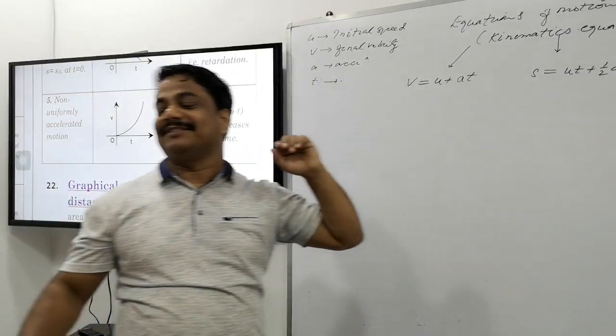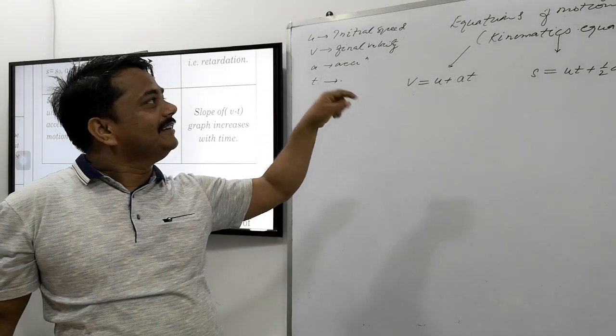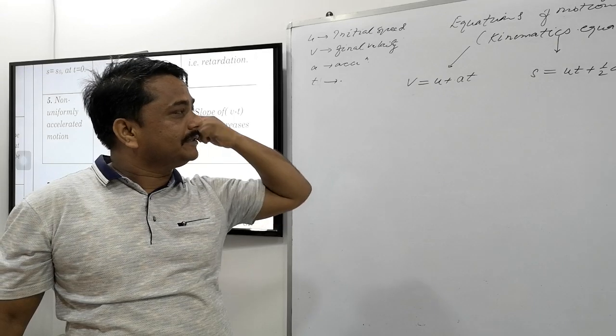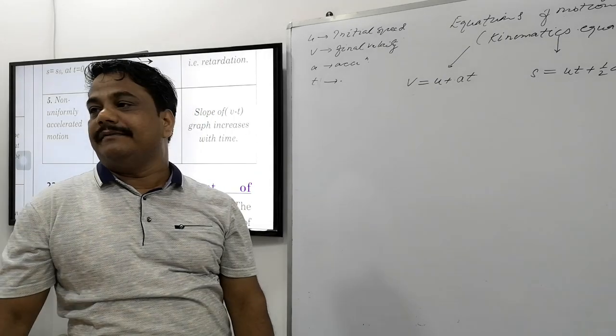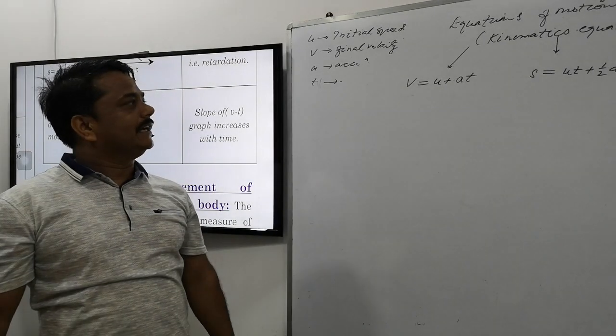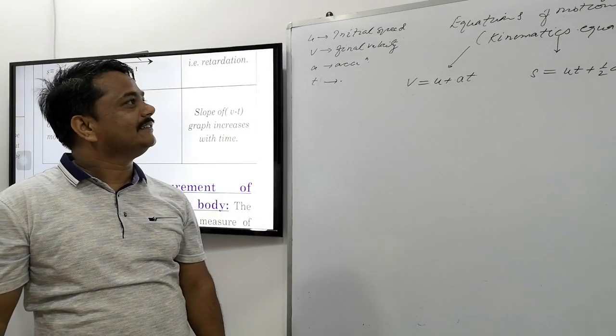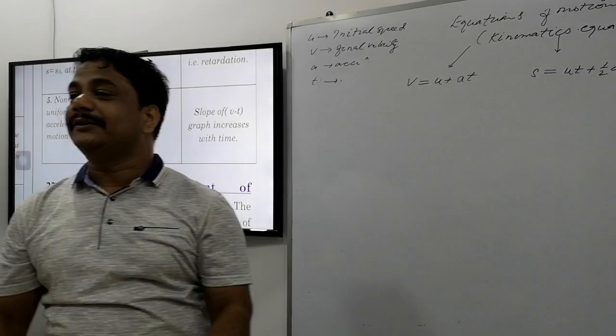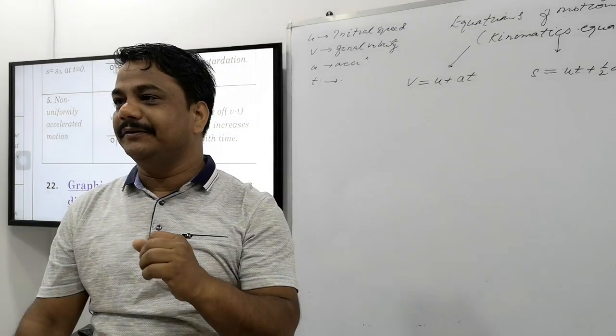So look, three equations of motion are here. Simply, equations of motion are the mathematical relationship between velocity, initial and final, acceleration and time. This is what they are called. The two methods are there. If you do both methods, six times you need to do.